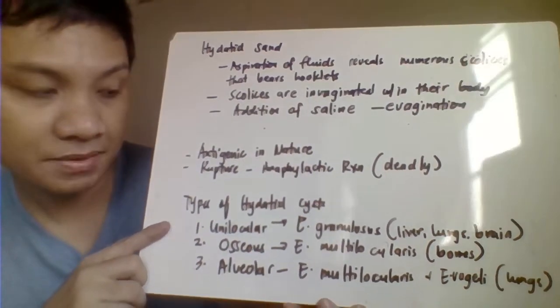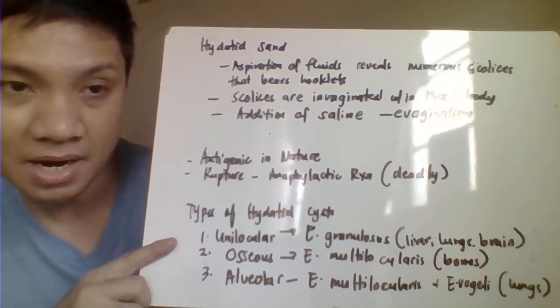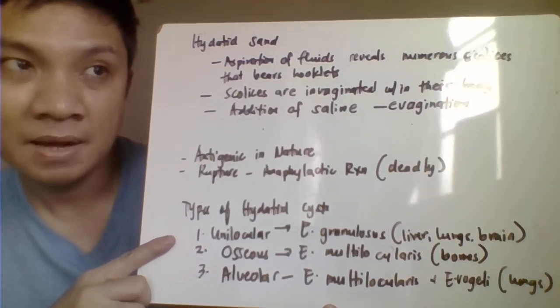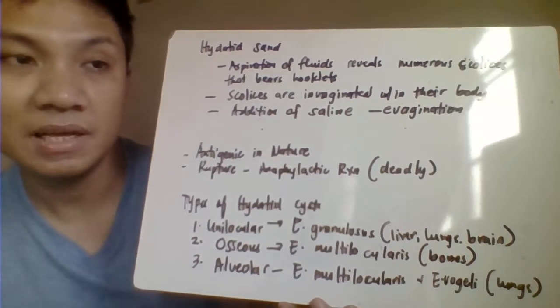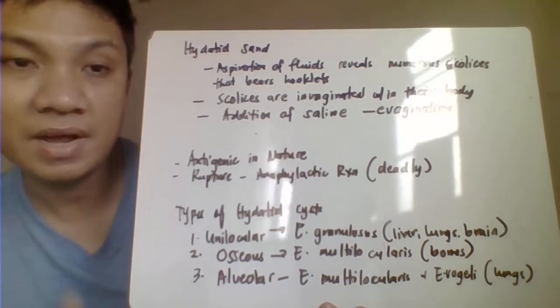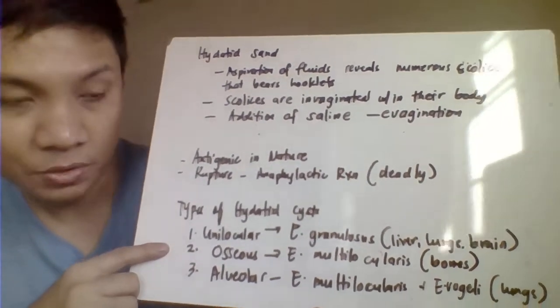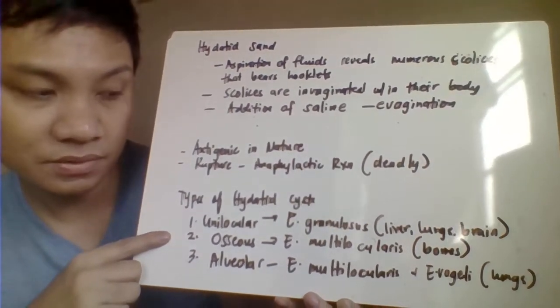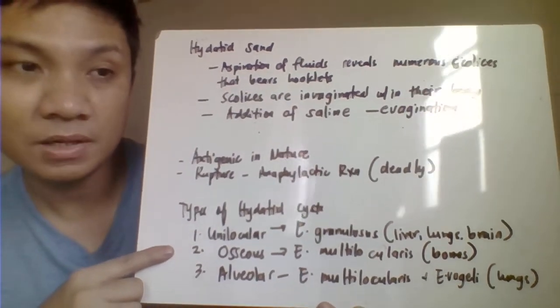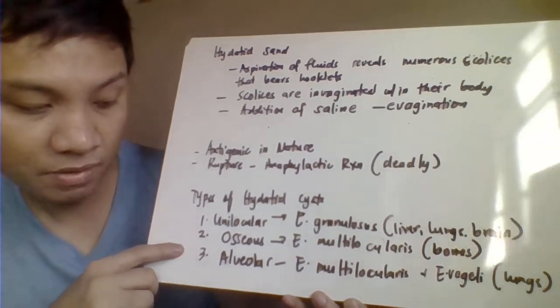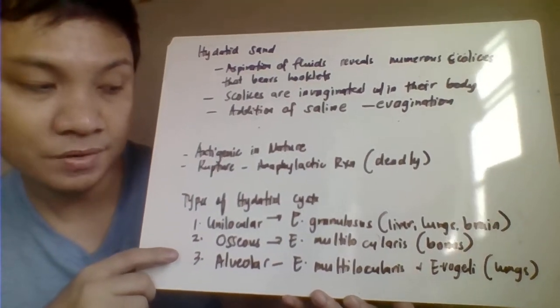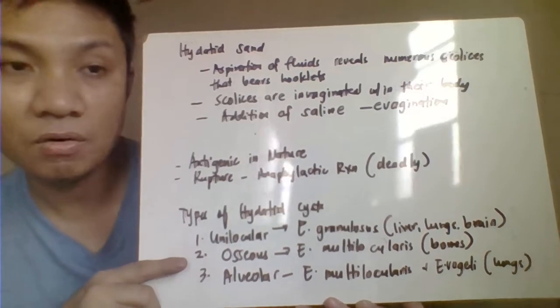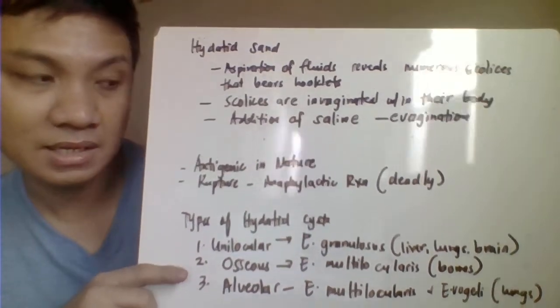Then we have here the types of your hydatid cysts. Unilocular, so that's in the case of your Echinococcus granulosus. That could be infecting here the liver, your lungs, and brain, where you could find your hydatid cysts. Osseous, on the other hand, you could find on your bones. So this includes your Echinococcus multilocularis. And we have alveolar, so that's in your lungs, alveolar lungs. So that's your Echinococcus multilocularis, and we have your Echinococcus vogeli.